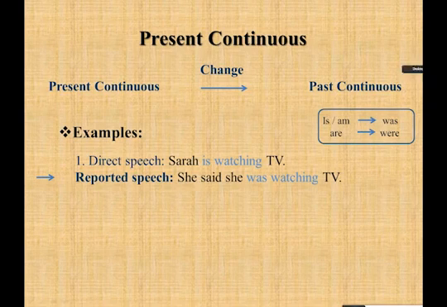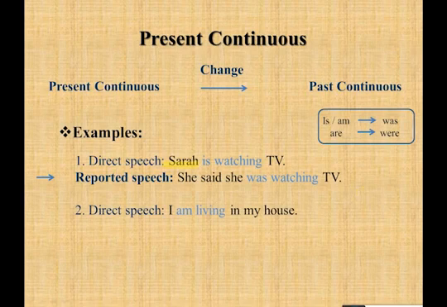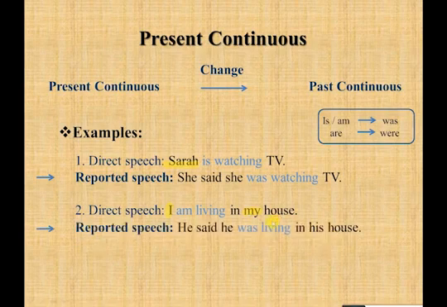Now look at the second example, which is I'm living in my house. We have the pronoun I, and we have the possessive adjective, my. So we have to change three things. The first one is I, the second one is am, and the third one is my. Okay? So the sentence becomes, he said he was living in his house.